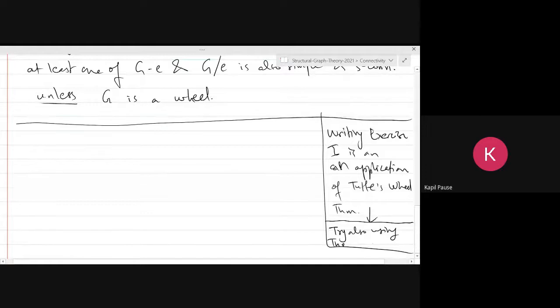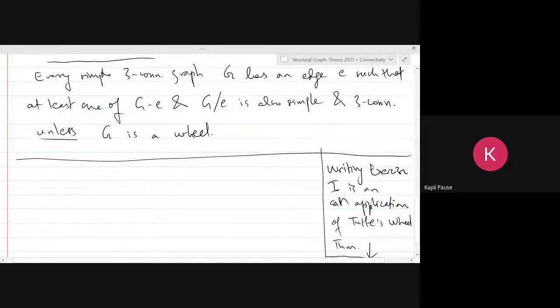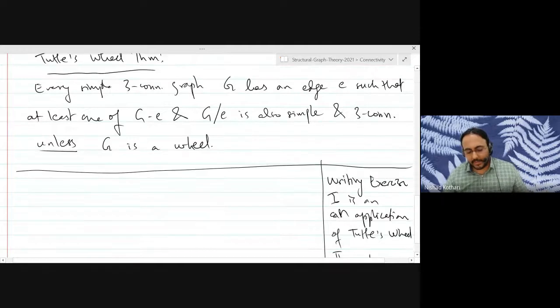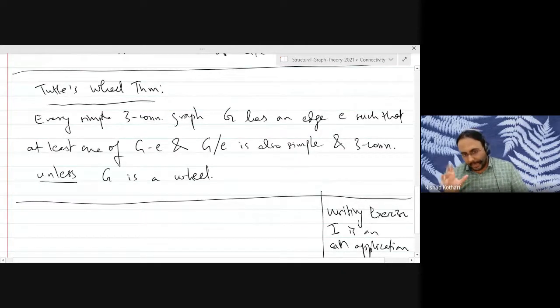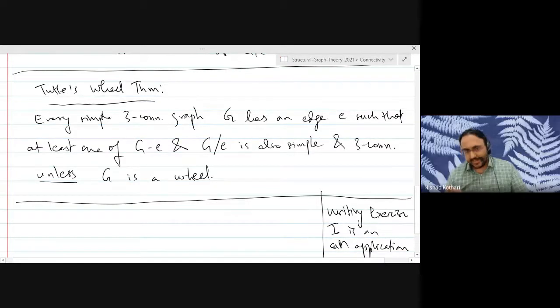So the result is that a wheel cannot be generated from K4, right? Right, unless you add multiple edges. But I think you are missing the main point of the result. The main point is that all three-connected simple graphs can be generated from some wheel. That is what you want to focus on. Exactly, so there exists some wheel.